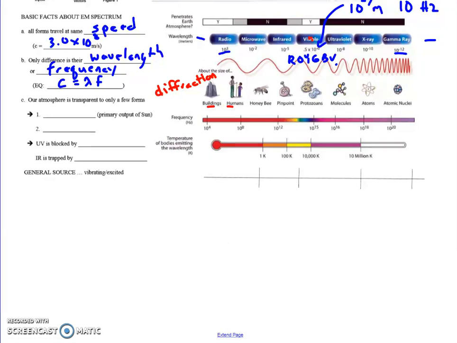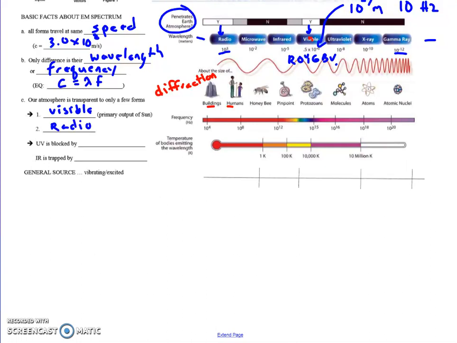All right, another aspect we want to understand is transparency of our Earth's atmosphere. Not all those forms of radiation can penetrate the atmosphere. If you look closely here, you'll see only two types penetrate: visible light and radio waves. Most of the others are completely blocked or partially blocked. So our atmosphere is transparent to only a few forms: visible, okay, and that's what the output of the sun is, coincidentally, and radio.